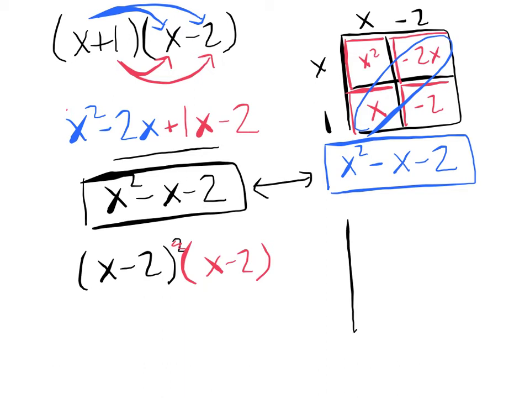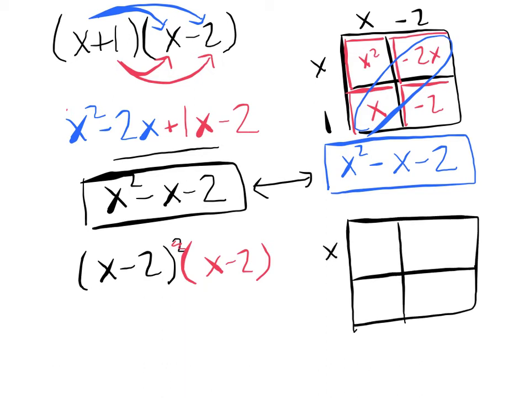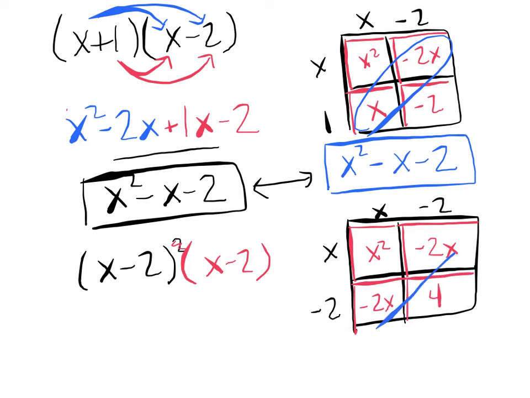We can draw an area model for this one as well. Both edges of the rectangle are going to be x minus 2. We go about solving this the exact same way though. x times x, x times -2, -2 times x, and -2 times -2. Combine your like terms in the middle. You're going to end up with x squared minus 4x plus 4.